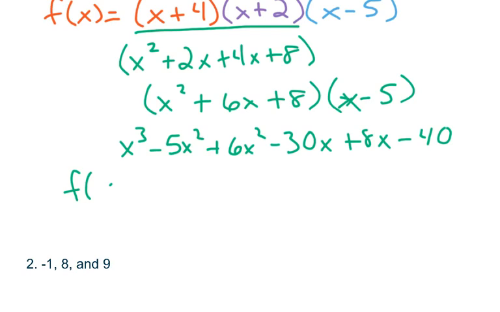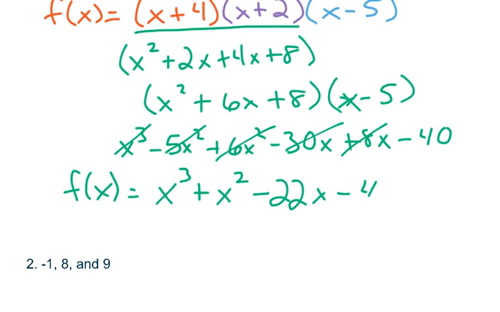So f of x is equal to, let's see, there's only one x cubed, so that's done. x squared: negative 5 plus 6 is positive 1x squared. That takes care of those two. Negative 30 plus 8 is negative 22x. That takes care of those two. And then minus 40 on the end.